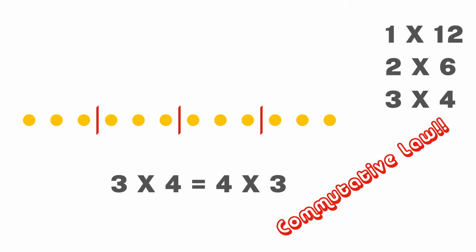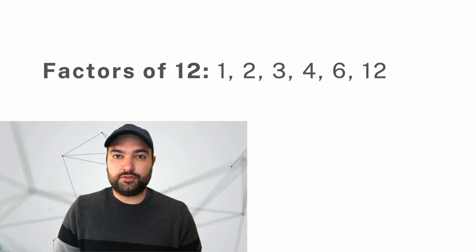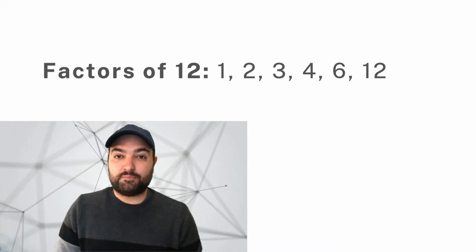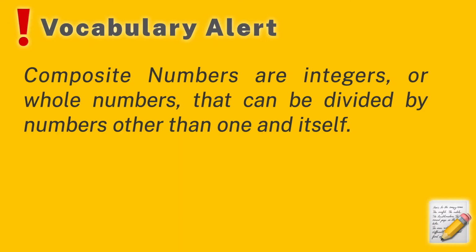Commutative law. 12 can be divided into groups of 1, 2, 3, 4, 6, and 12. And by the way, these are referred to as factors of 12. Because 12 can be divided into groups other than 1 and itself, we would call this a composite number. Composite numbers are integers, or whole numbers, that can be divided by numbers other than 1 and itself.